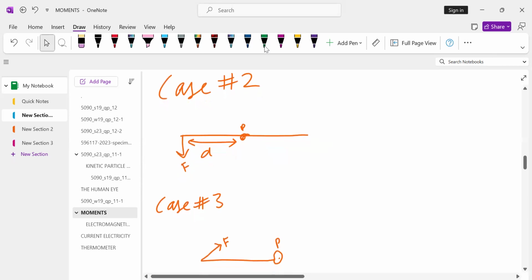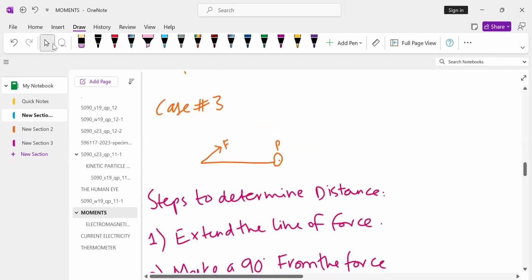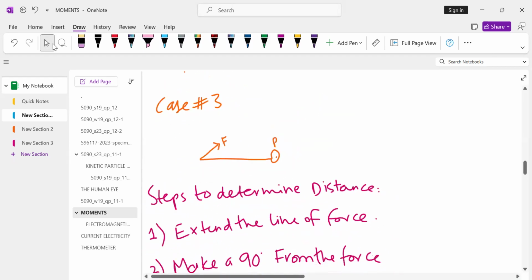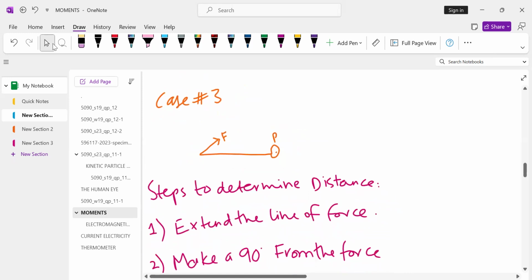Then we have case 2. Here you can see the line, or you can say the rod. This is the rod which is going straight. And here is the pivot which I have labeled P. Then the distance should be perpendicular to the force. Then we have case 3, in which you can see that there is the pivot and here is the force.